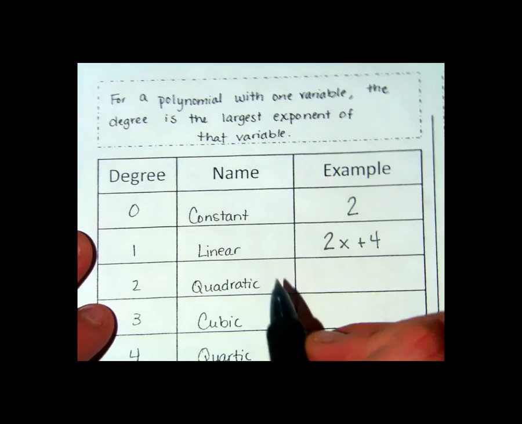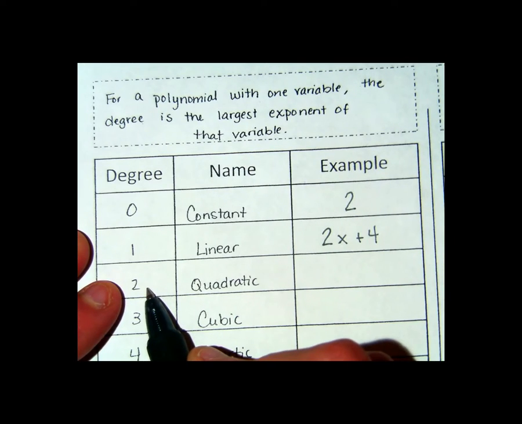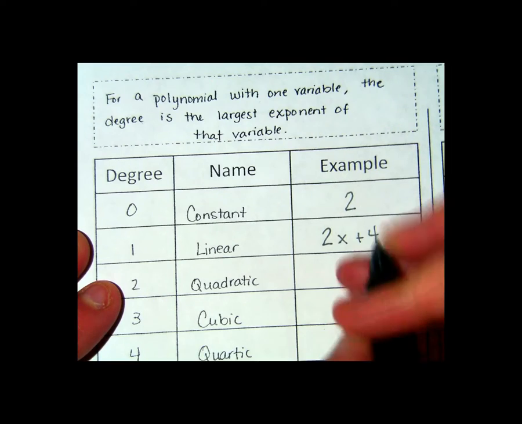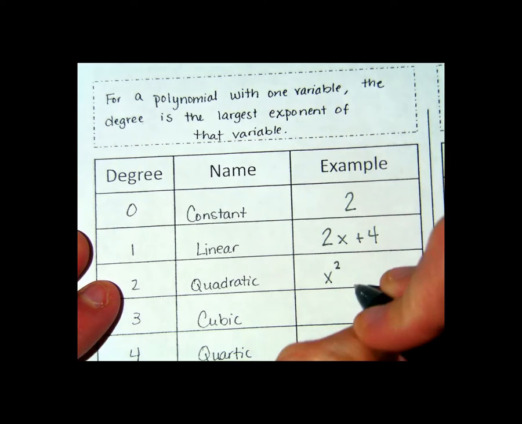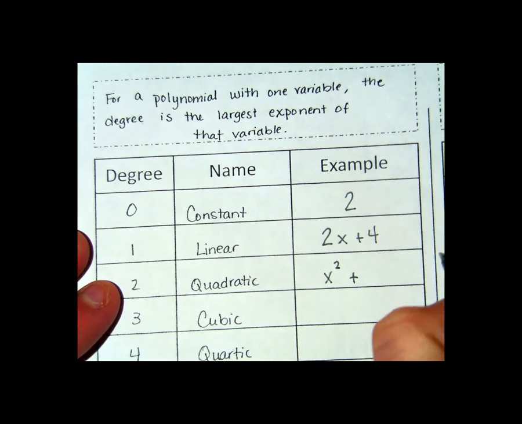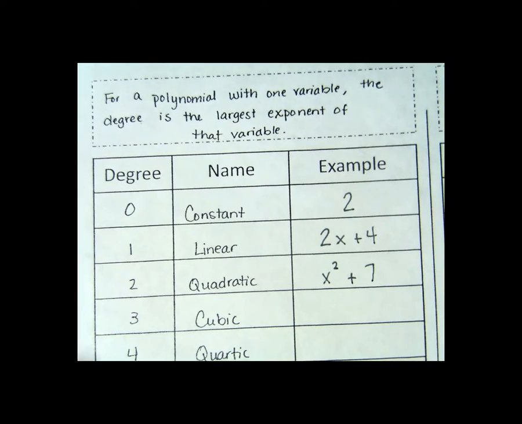The word quadratic means it has a degree of 2. So that means we need what with our x or variable? An exponent of 2. Somebody tell me something that's got an exponent of 2. Okay, x squared. I'm going to add a number or something back there. That's a quadratic because its biggest exponent is 2.